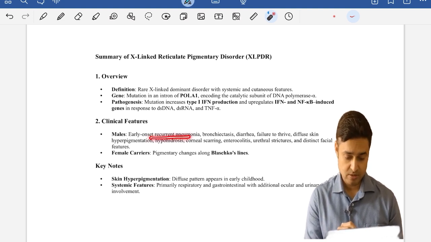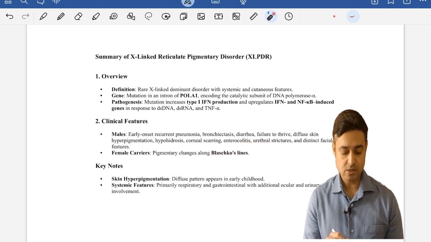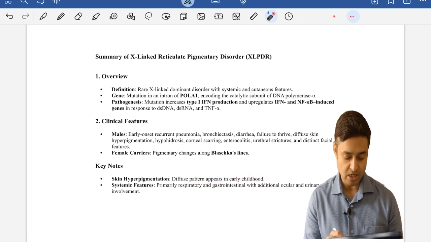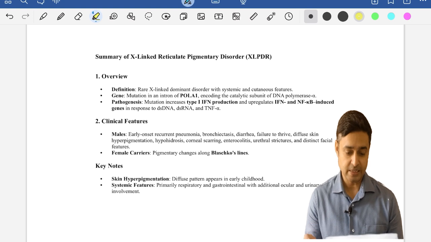Clinical features in males include early recurrent pneumonia, bronchiectasis, diarrhea, failure to thrive, diffuse skin hyperpigmentation, hypohidrosis, corneal scarring, enterocolitis, urethral stricture, and distinct facial features. In female carriers, there are pigmentary changes along Blaschko's line. Skin hyperpigmentation is a diffuse pattern that appears in early childhood, and systemic features like respiratory and GI features are there. Again, this is very exhaustive detail.